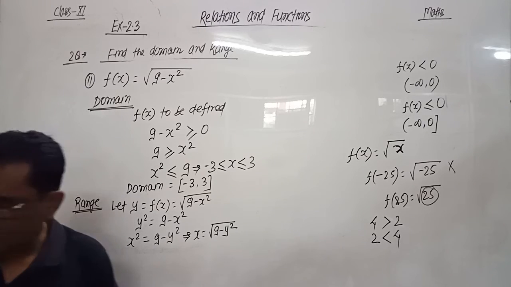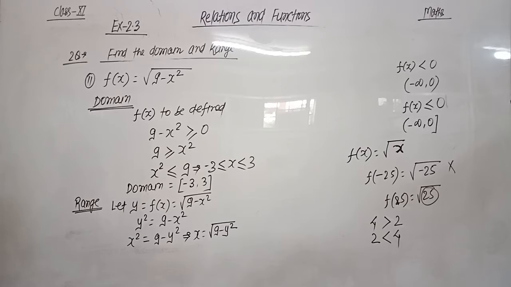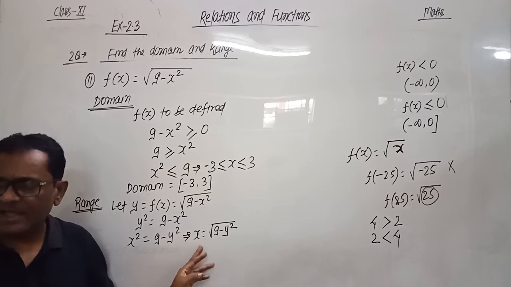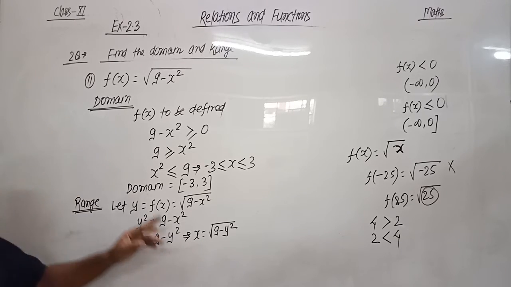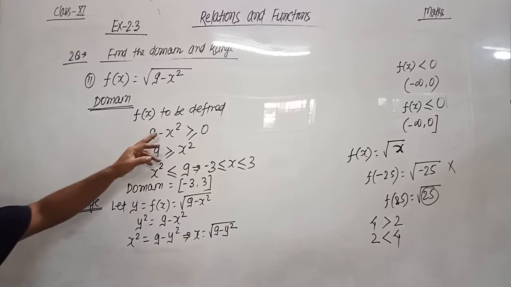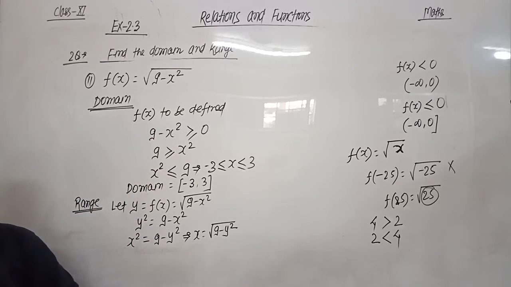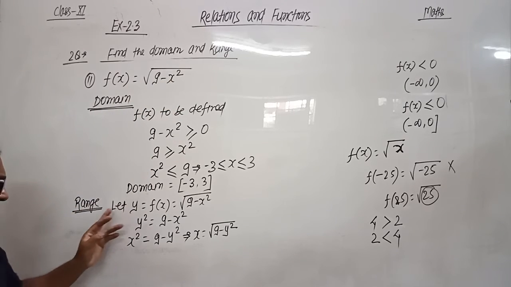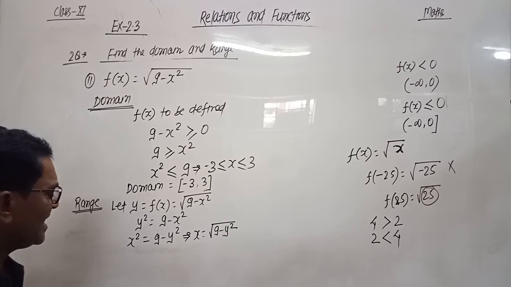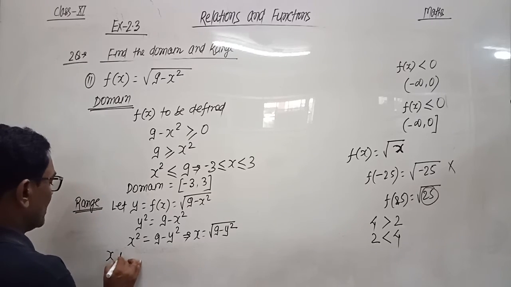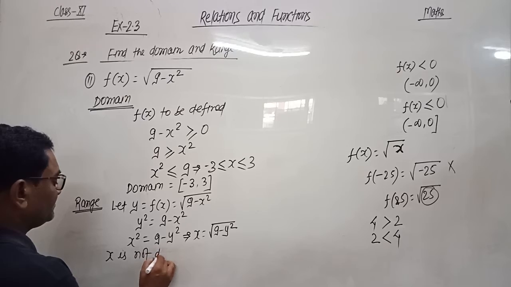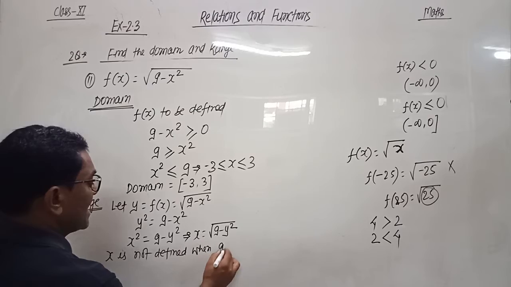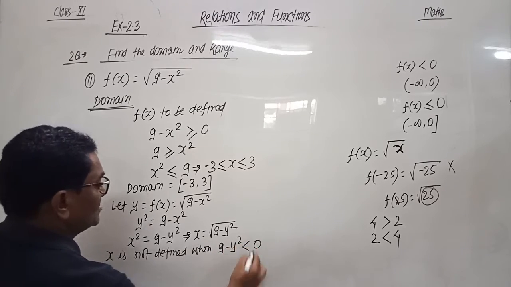Now we have to observe that in finding the domain, we observed when the function is defined, when 9 minus x square is defined. But in finding the range, we find when x is not defined. So x is not defined when 9 minus y square is less than 0.